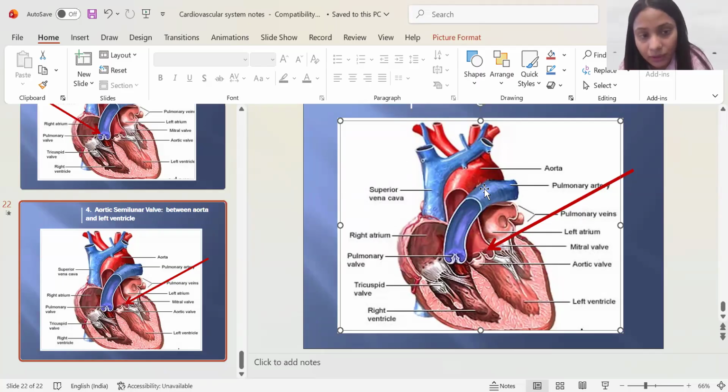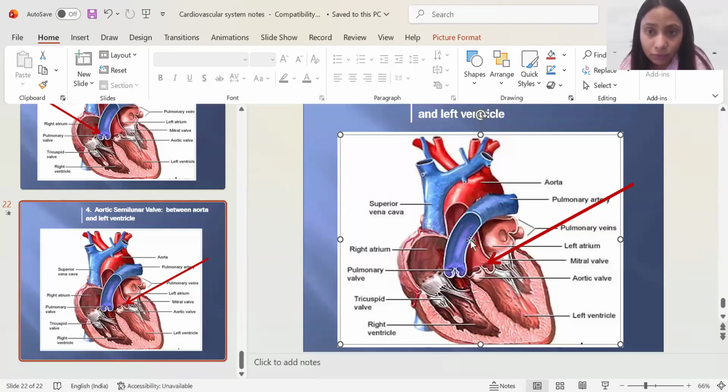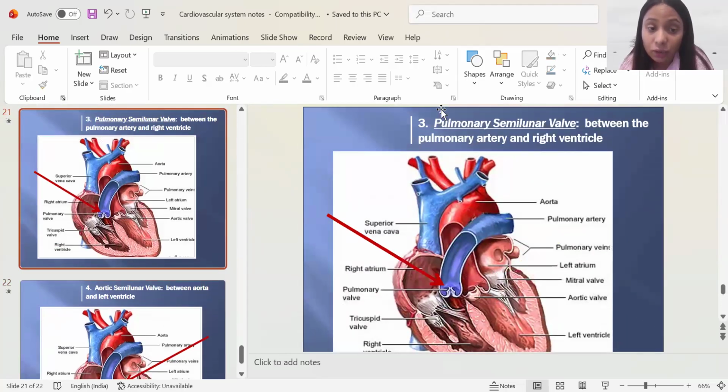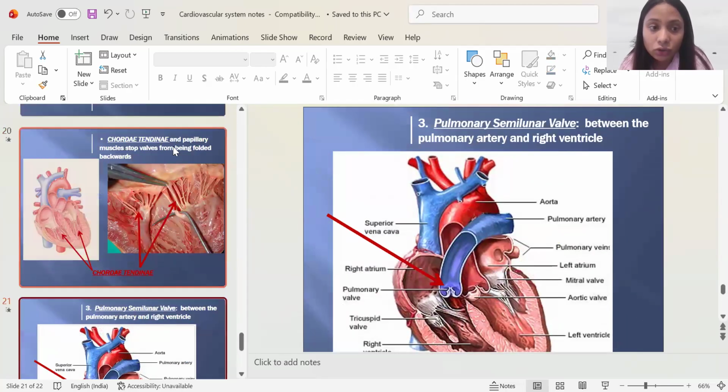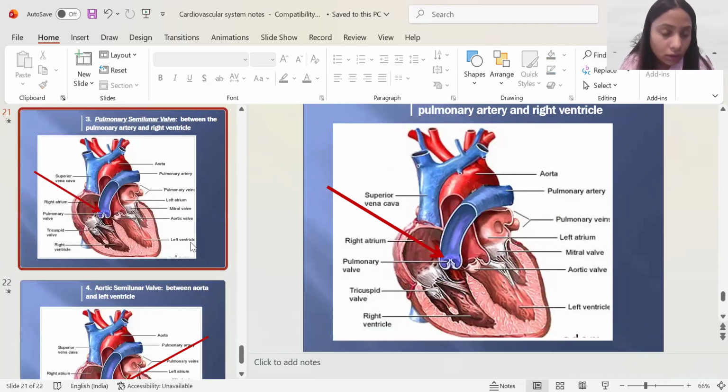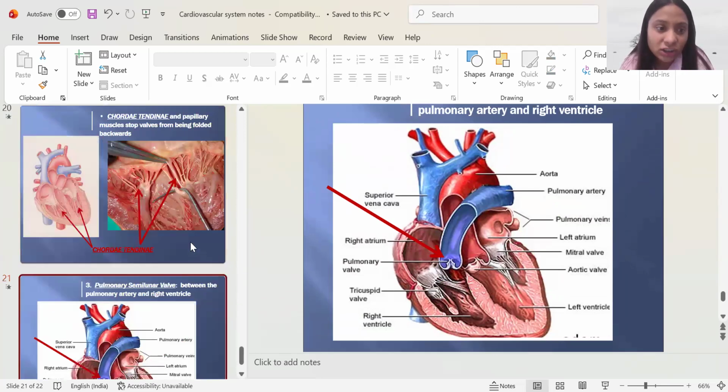Understood? This is the basic circulation of your heart. Yes or no? Yes, ma'am. Okay. Next comes the conduction. Next, you have something which is known as the conduction system of a heart.